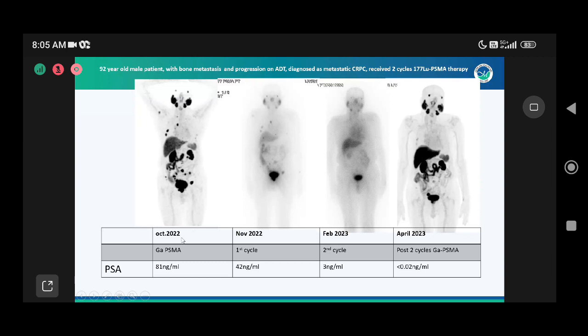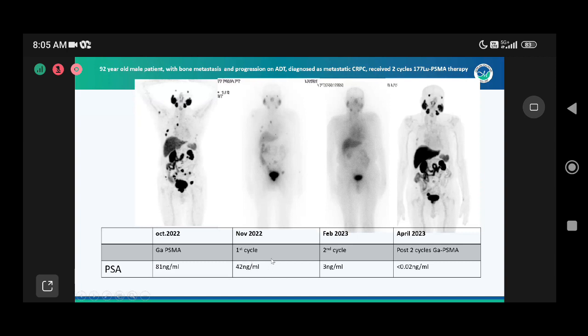So this patient had presented in October 2022, and this is the gallium scan. This gallium scan had shown a progression of disease compared to previous gallium scans. The PSA level was 81, with involvement of multiple bones. Initially, after giving the first cycle of lutetium PSMA, there is a drop of PSA to 42 nanograms.